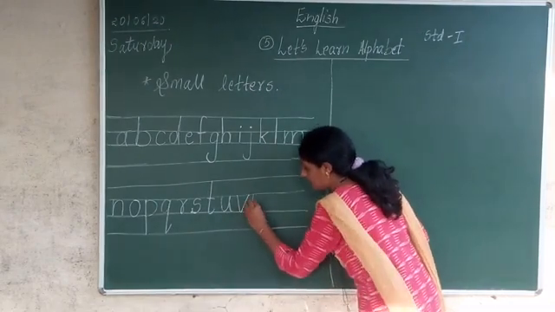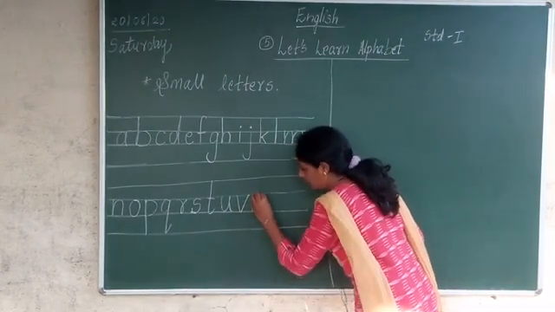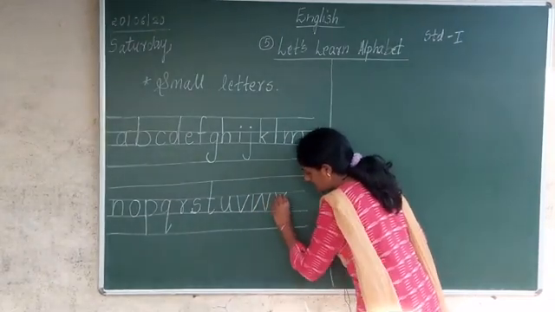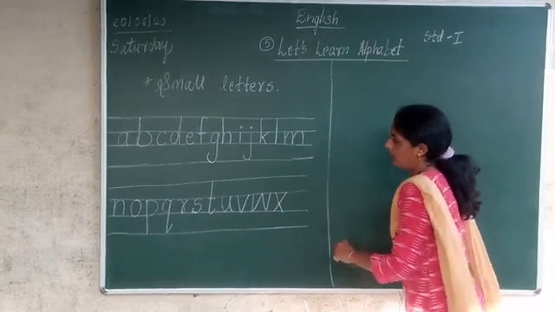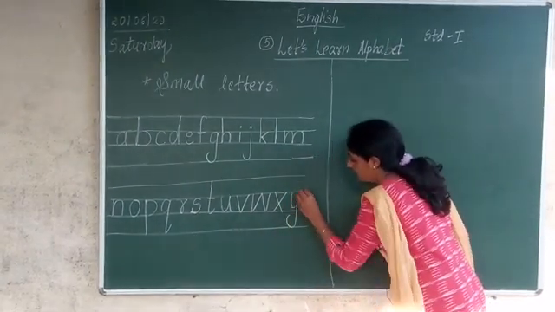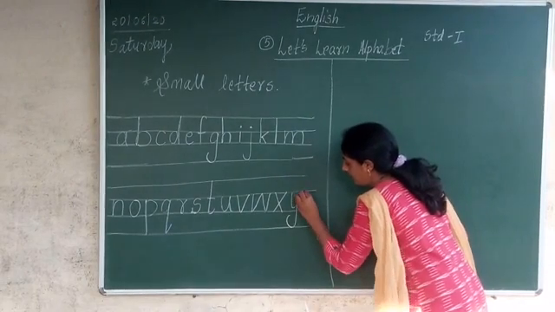After V is which letter? W, X, Y, and Z.